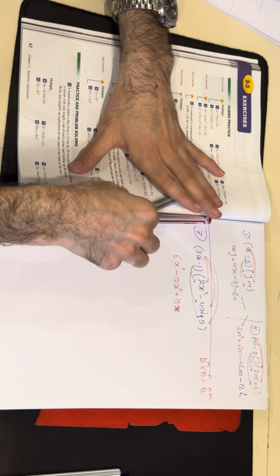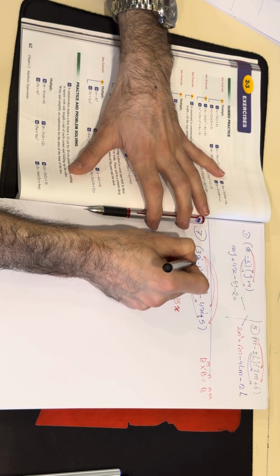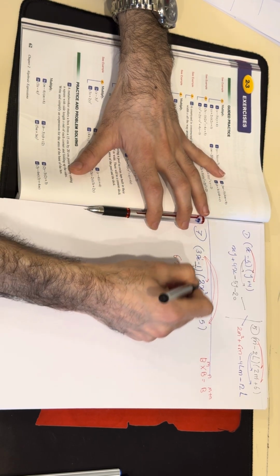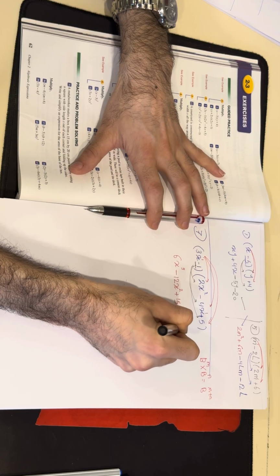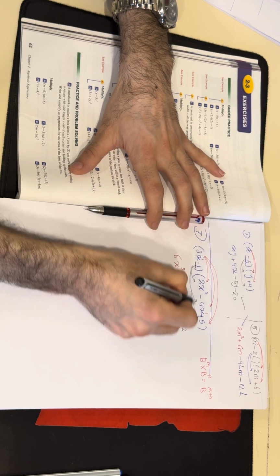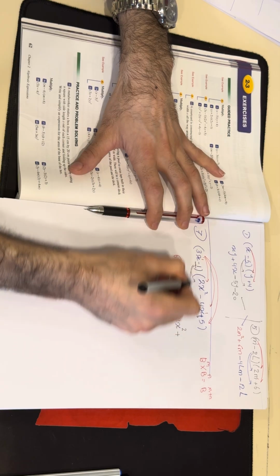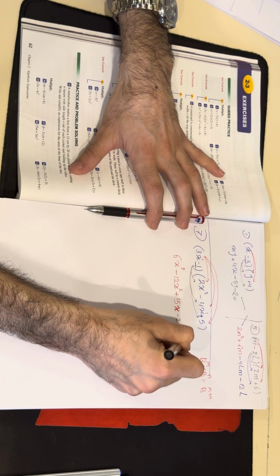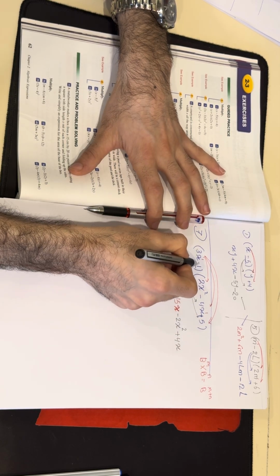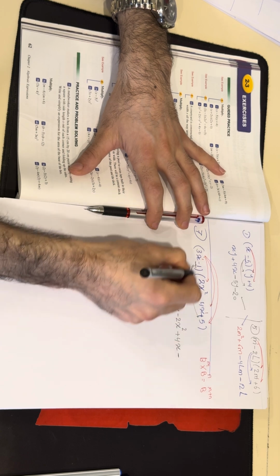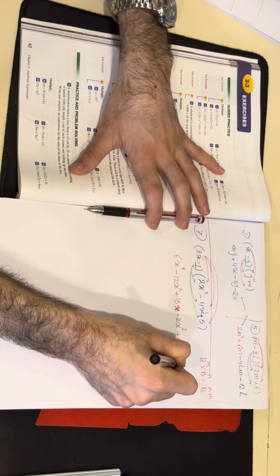Now we go to the next one, which is negative 1. Negative 1 times this one is negative 2x power 2. Negative 1 times negative will be positive. 1 times 4x is 4x. Negative times positive, negative. 1 times 5, 5.